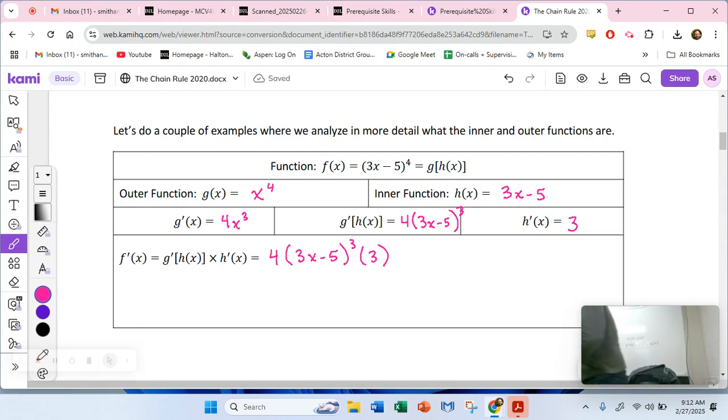Now, just imagine we're in class 2 days ago, and I asked you guys to find the derivative of (3x minus 5) to the power of 4. What would you do? You'd bring down the 4, you'd leave the inside alone, you'd take 1 off the exponent, and you multiply by the derivative of the inside, which is 3. Is that not exactly what we would have done several days ago?